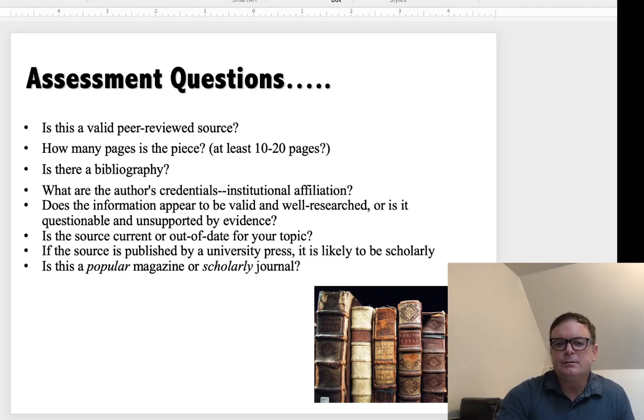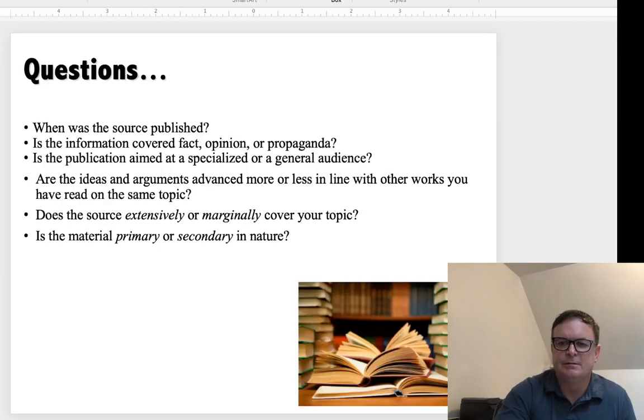And the other ones you can hit on, but I don't require it quite as much. I think it's helpful, but is the author maybe an expert? Those kinds of things.